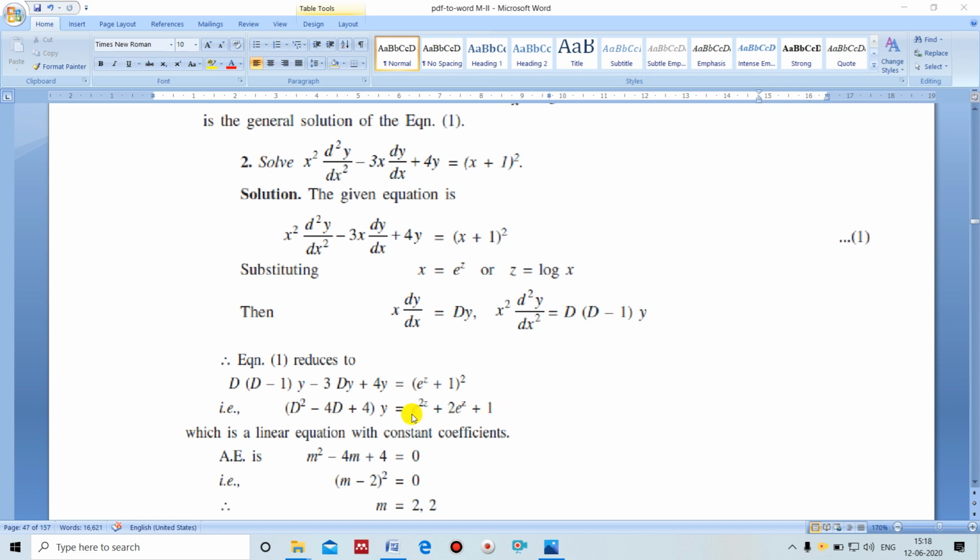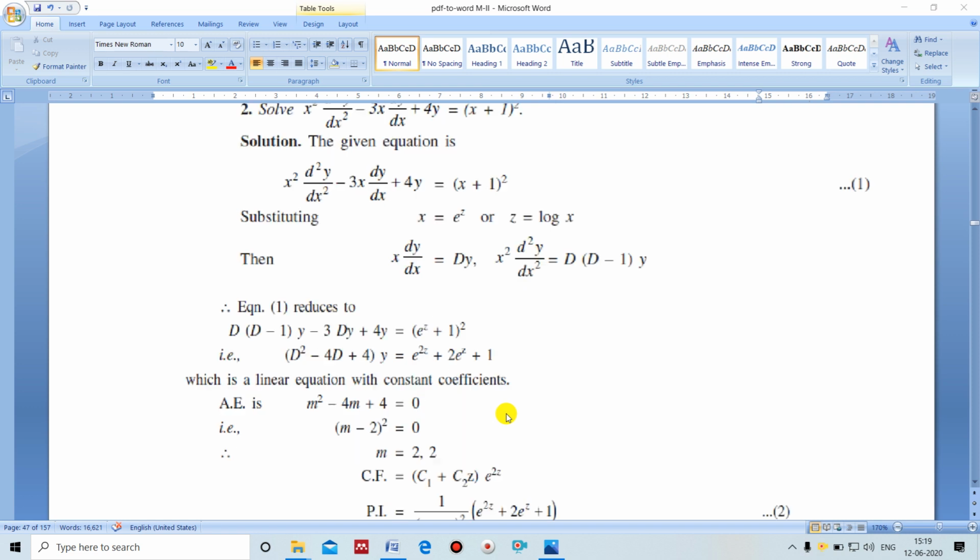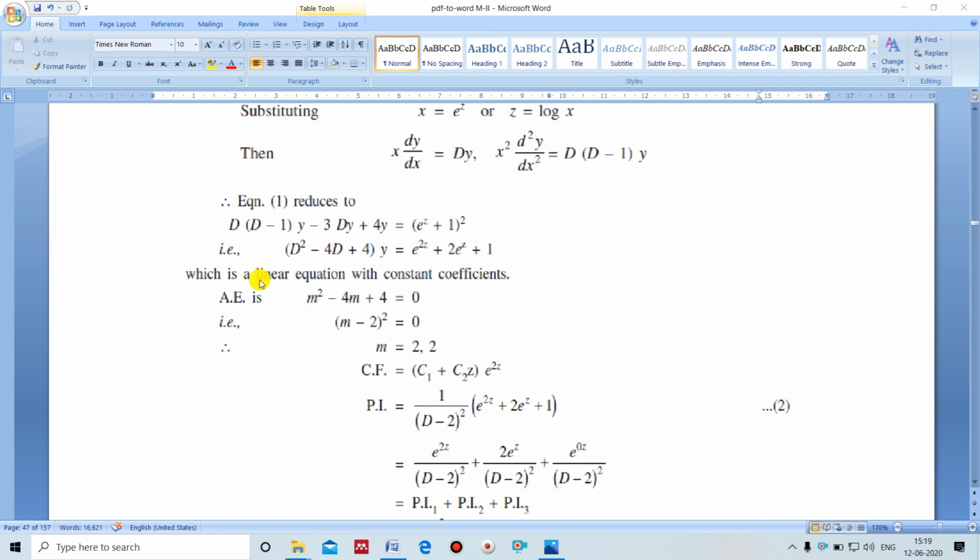To find the particular integral, the right-hand side is of the form e^(az), constants. So the RHS is type 1. So find the complementary function and the particular integral. To find the complementary function, we write the auxiliary equation m² - 4m + 4 = 0. On solving, m = 2. Therefore, the complementary function is (c1 + c2 z) e^(2z).